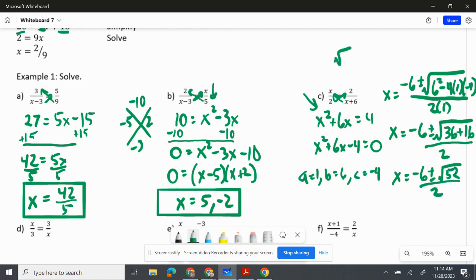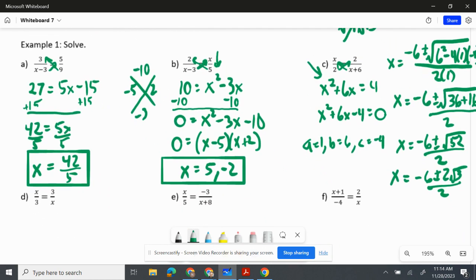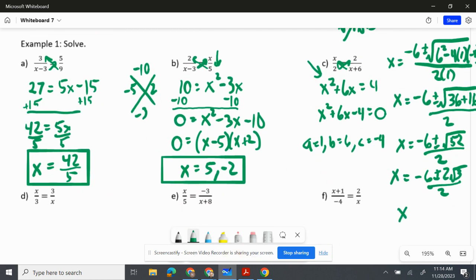52 can be broken down into 4 and 13, and we know the square root of 4 is 2. So that would be x equals negative 6 plus or minus 2 square root of 13 divided by 2. And then we're going to divide each of them by 2. And we get a final answer of x equals negative 3 plus or minus the square root of 13.